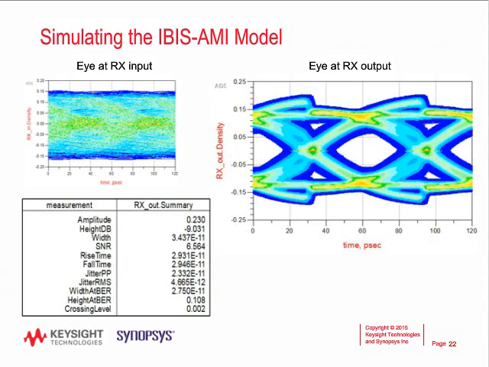So now let's take a look at some results. In the top left, we can see an eye at the input of the receiver. As is expected for a closed eye spec, this eye is completely closed.